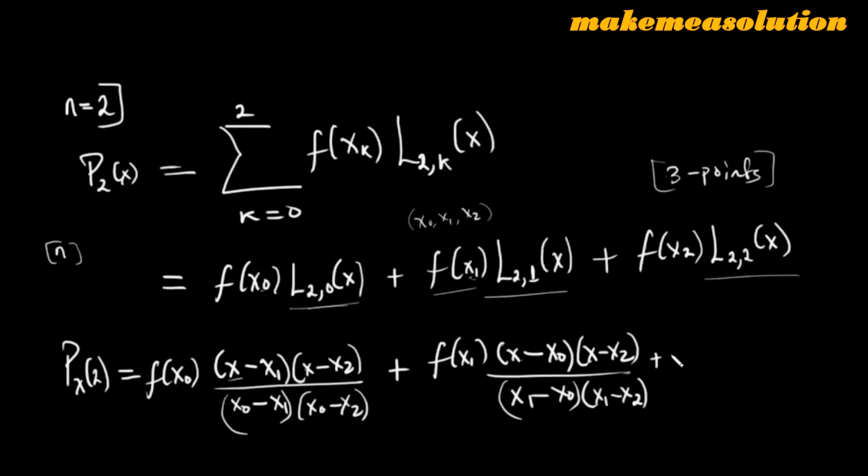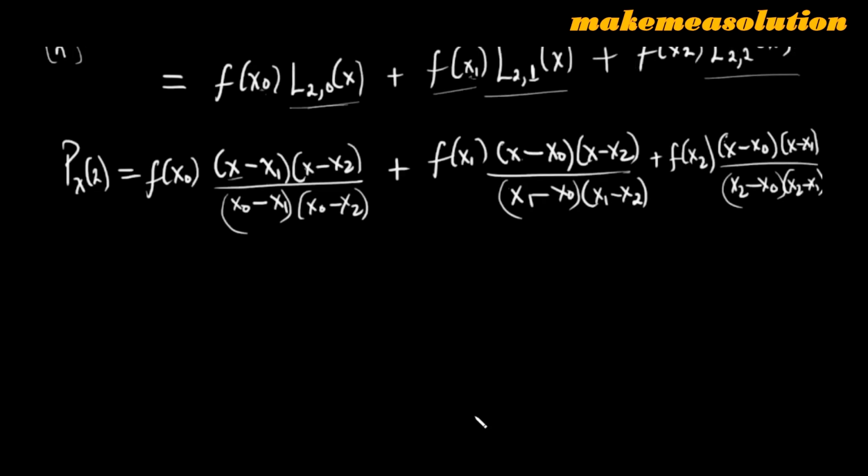Then finally, for f of x2, who can tell me what it's going to give me? Very good, you have x minus x0, x minus x1 divided by x2 minus x0 and x2 minus x1. So this is how to build your Lagrange polynomial. So this is how to build your n order Lagrange polynomial. So this is a second order Lagrange polynomial.